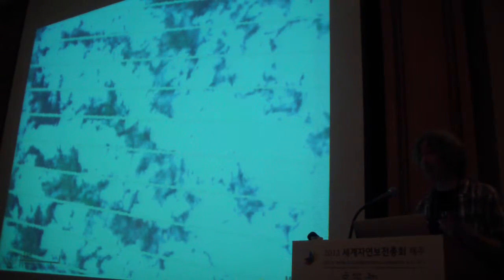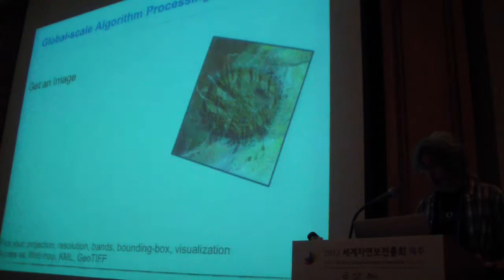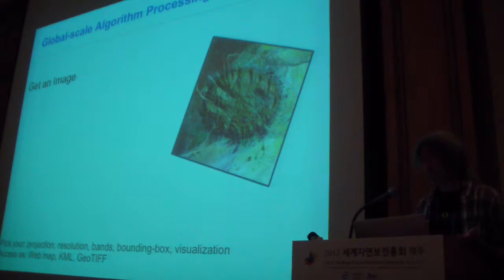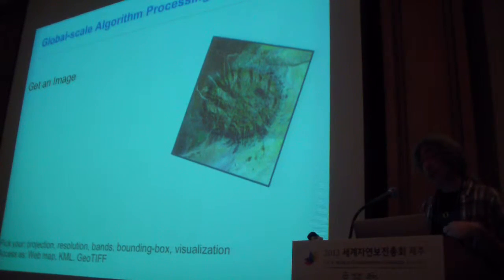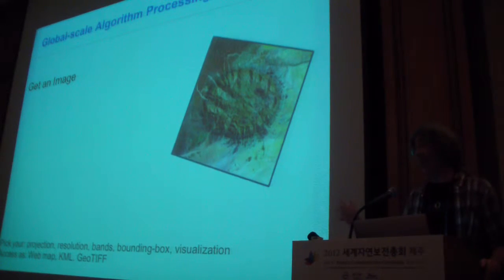So here are the kinds of things you can do with the platform. One thing, a basic thing, is you can get an image out of our archive. And the nice thing about this is that you can get it in its original format, or you can reproject it on the fly. You can choose which bands you want to see. So even just getting an image, there's some nice functionality that Earth Engine provides.